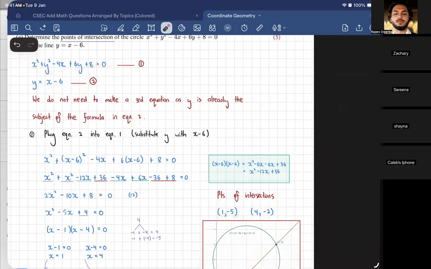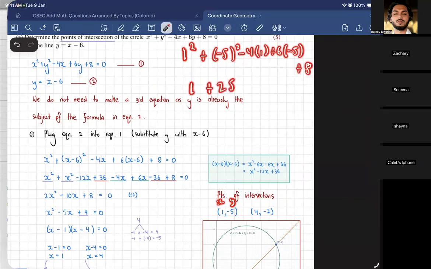Let me just check it fast. So x is 1 here, y is minus 5. So that's going to be 1 squared plus minus 5 squared minus 4 by 1 plus 6 by minus 5 plus 8. So that's 1, minus 5 squared is plus 25, that'd be minus 4, that'd be minus 30, plus 8. 1 plus 25 is 26. Then we have minus 34 plus 8. What's minus 34 plus 8?